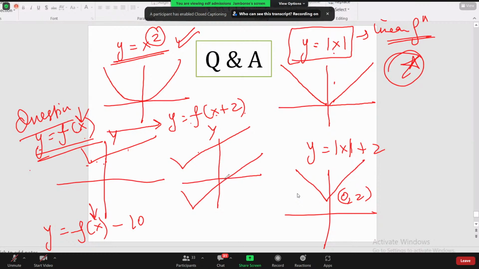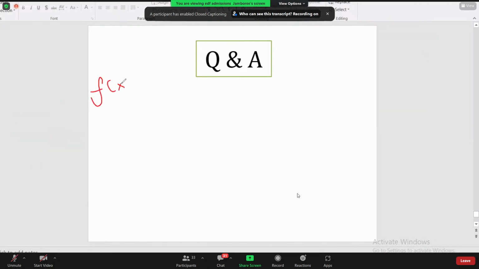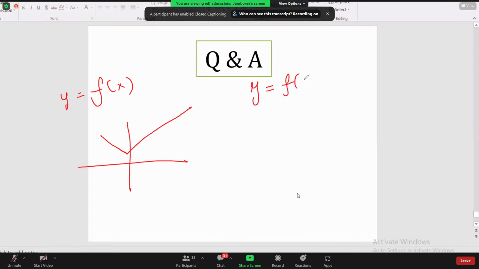Just give an example, sir. So if f(x) is given to us as, let's say, this graph, then y is equal to f(x) minus 2 will be somewhat this way. It will move 2 units to the right. The modulus will make it positive. Therefore, if for x we put 0, then it will be minus 2. Yes, sir.